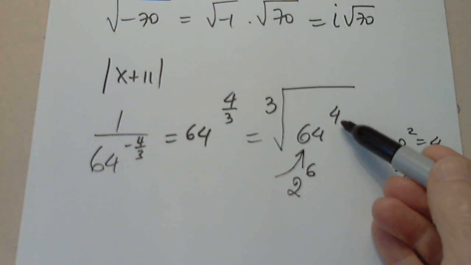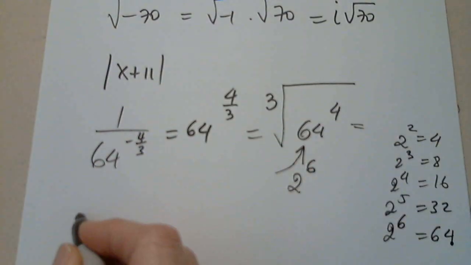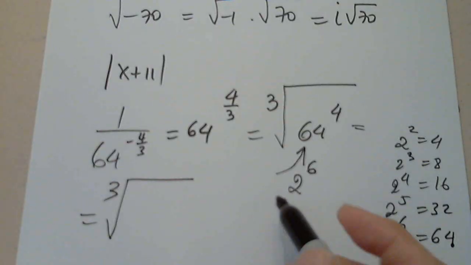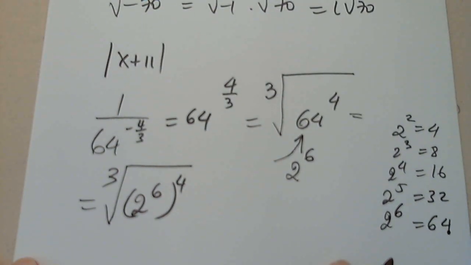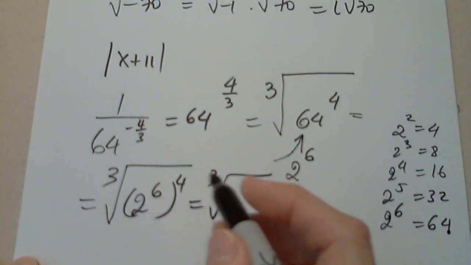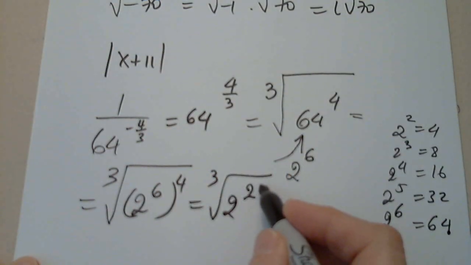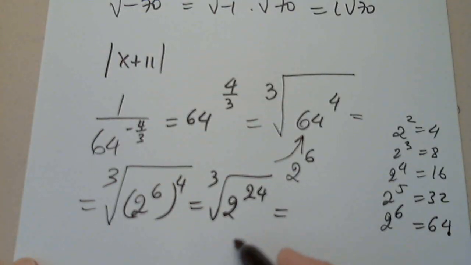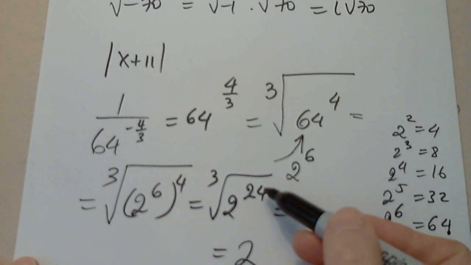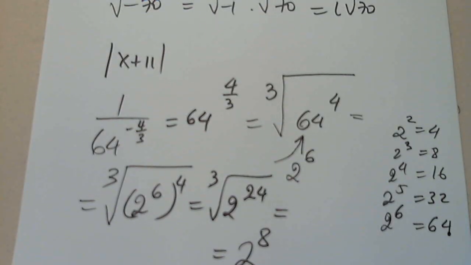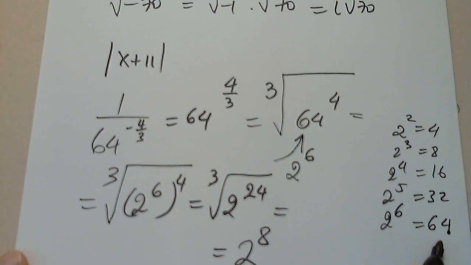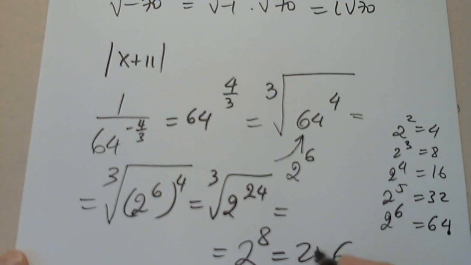But then I have to raise it to the 4th power. So first let's write the intermediate step, the cube root of 2 to the 6th, everything to the 4th power. And then I have the cube root of 2 to the 24. And this is really nice. I copy 2 and divide 24 by 3, and that's 8. So it's basically 2 to the 6 multiplied by 4. 256.